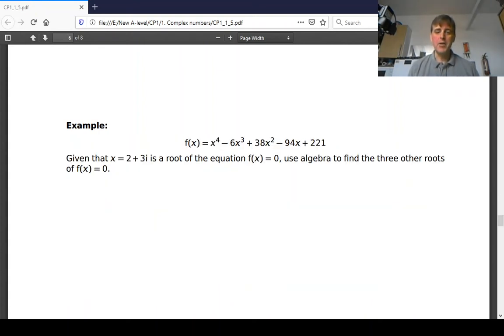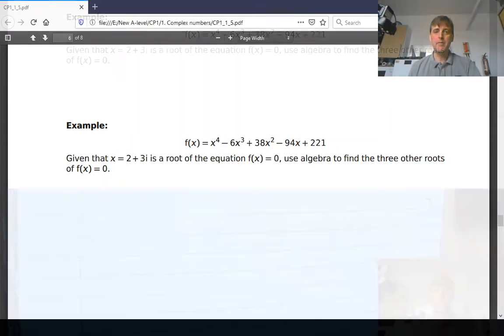Okay, right, let's up the stakes a little bit here. Let's take all of that knowledge we've just got and try to solve a quartic equation. This is an equation where the highest power of x, in this case, is 4. So we're going to see if we can do this one together.